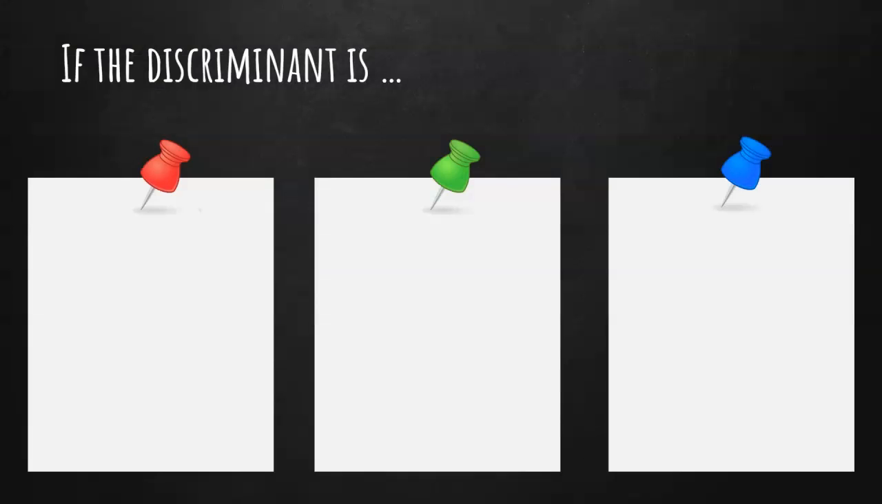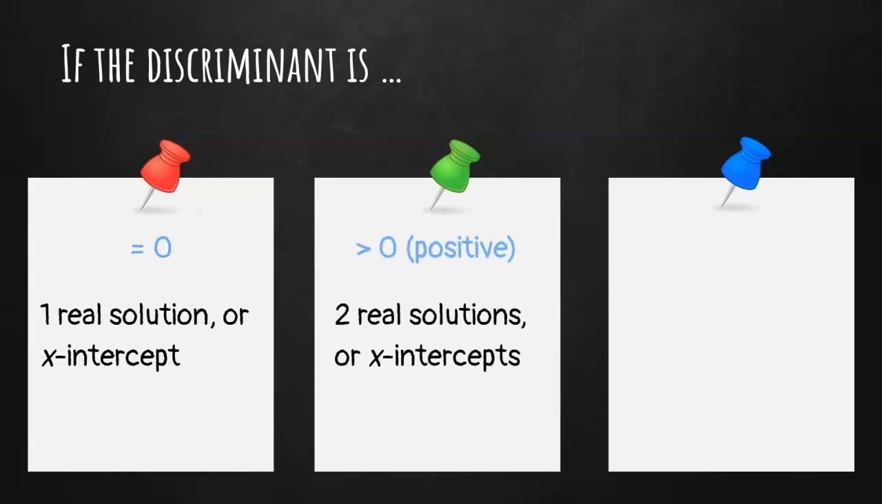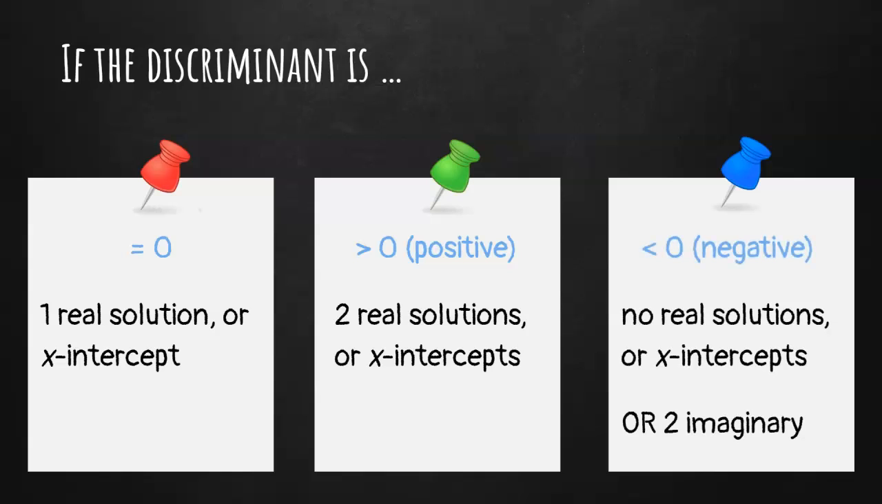Now, if the discriminant is equal to 0, then you have one real solution, or one x-intercept. If the discriminant is greater than 0, so a positive number, you have two real solutions, or x-intercepts. And if the discriminant is less than 0, or a negative number, there are no real solutions, or you can say that there are two imaginary solutions.